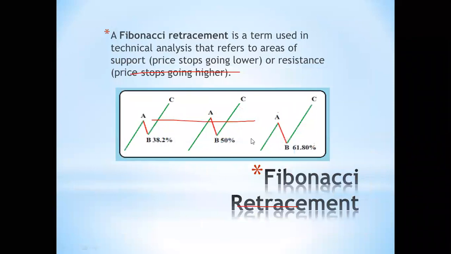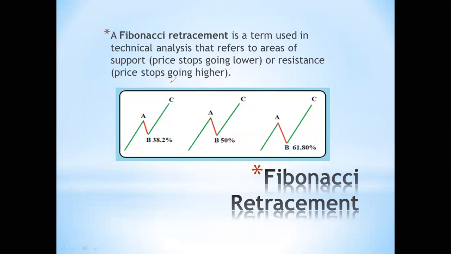Okay, now with the market as it is, with these pullbacks, there are certain ways for you to see how aggressive the pullback actually is. It's called a Fibonacci retracement tool. Everyone here should know it. The terminology, if you want to be technical, is a technical analysis that refers to areas of support or resistance. So at support, price stops going lower, and at resistance, price stops going higher.